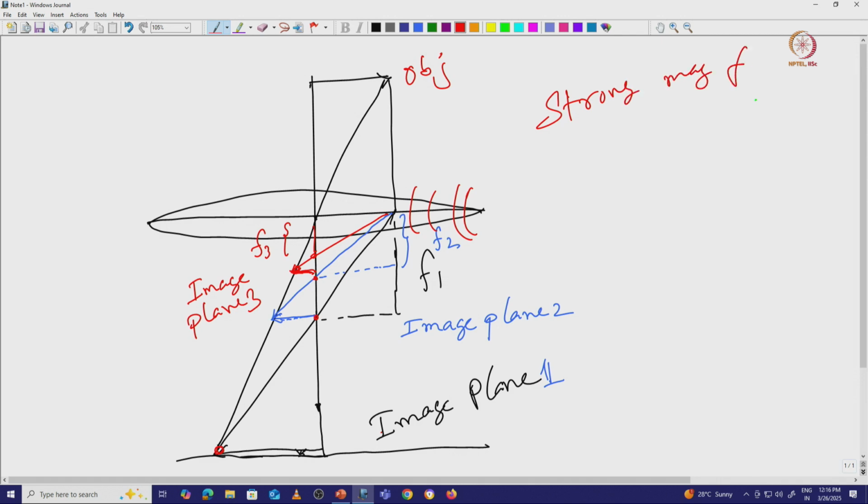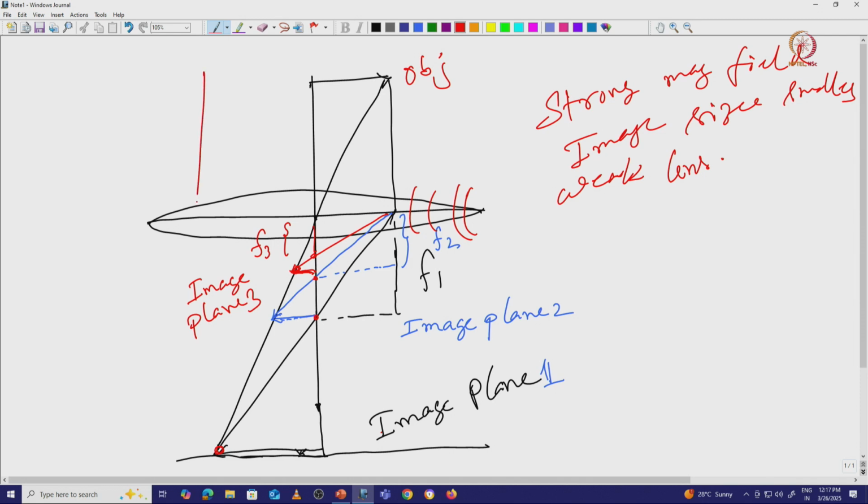So, with that strong magnetic field, our image size is smaller when we are using only one lens system, and then when we are using a weak lens system, we can see the image size is increasing.